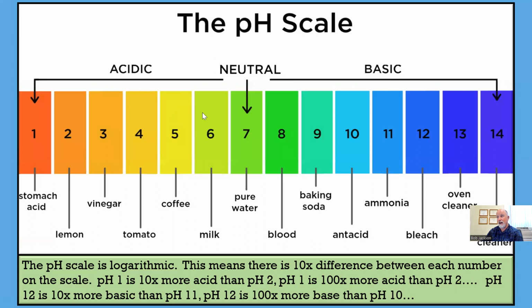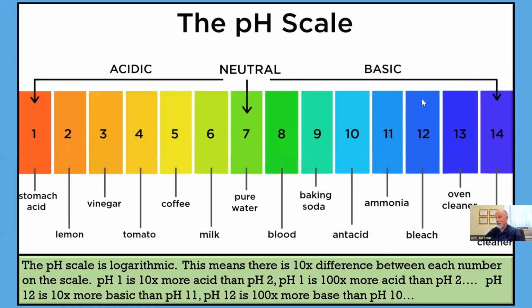So there's a 10 times difference. If you go on this side, it goes the opposite. 14 is 10 times greater than 13. 13 is 10 times greater than 12, and so forth. If I compare 14 to a 12, 14 is 100 times more basic than a 12. And that's huge. That's the difference between not really deadly and deadly.